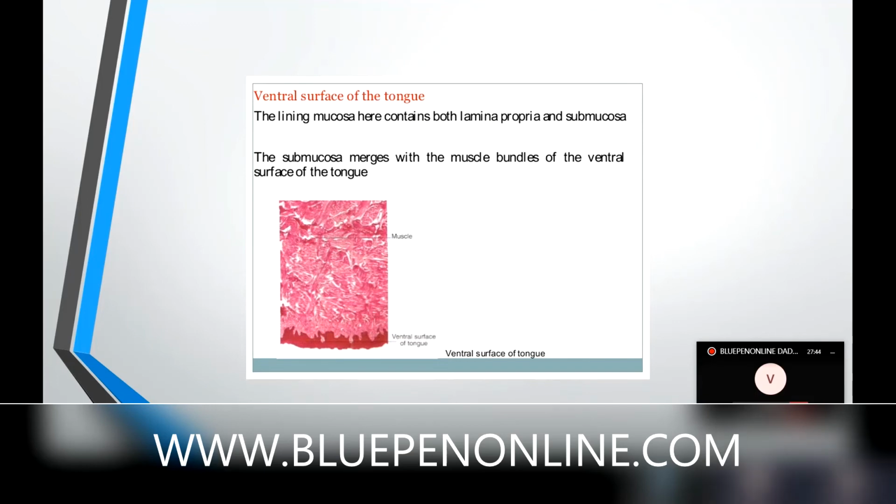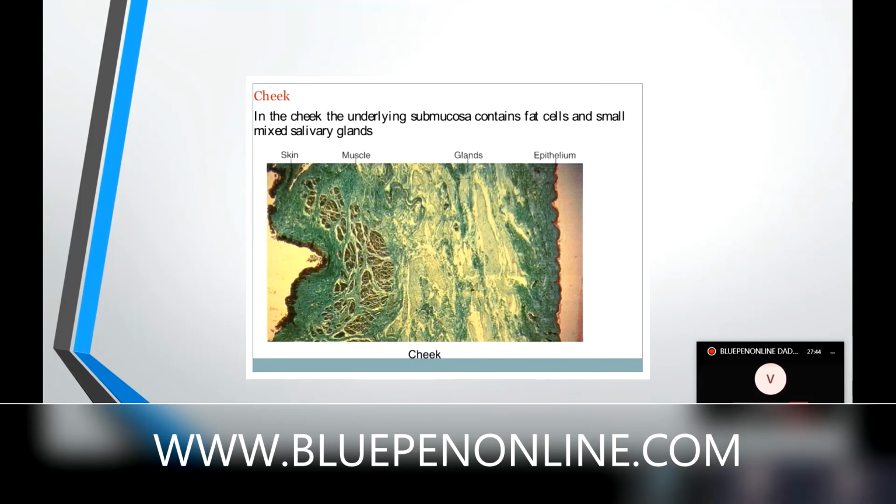Coming to cheek, in the cheek, the underlying mucosa contains fat cells and small mixed salivary glands. Fat cells, adipose tissue, is present in the cheek. That is why chubby people have more fat.